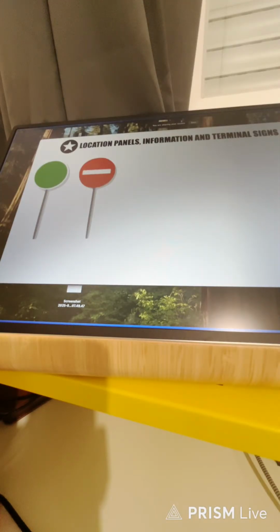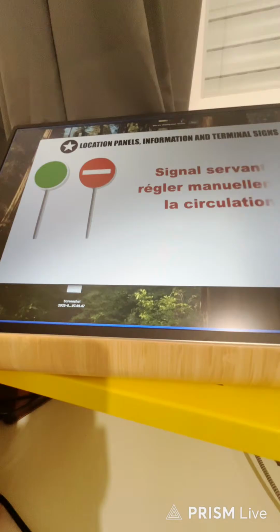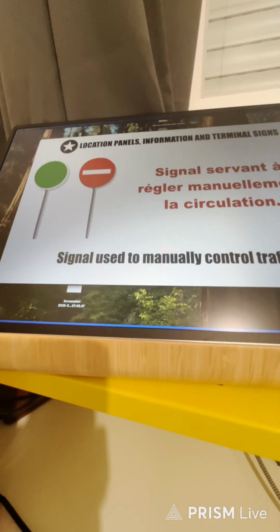This panel is used to control traffic. If you see green, green means what? Go. If you see red, it means don't go. You stop. Sometimes it's mostly used by the people that are working, also by chantier people that are working.